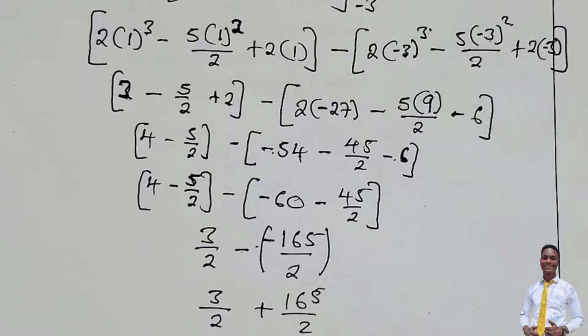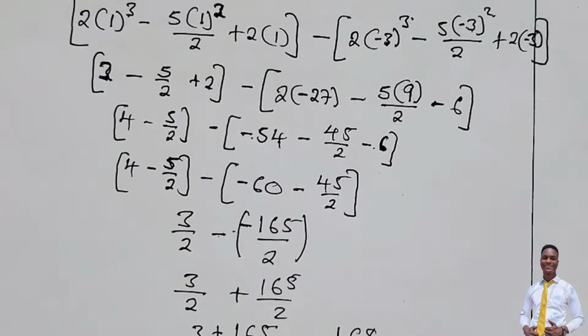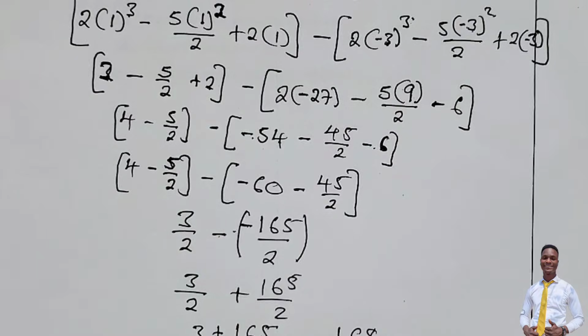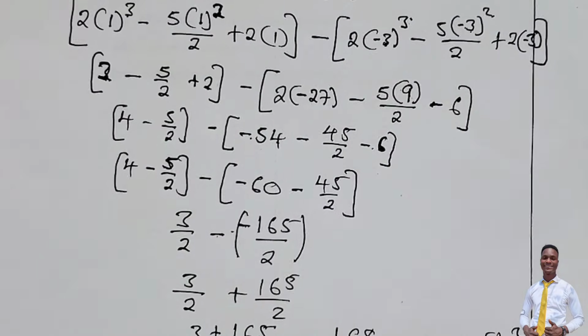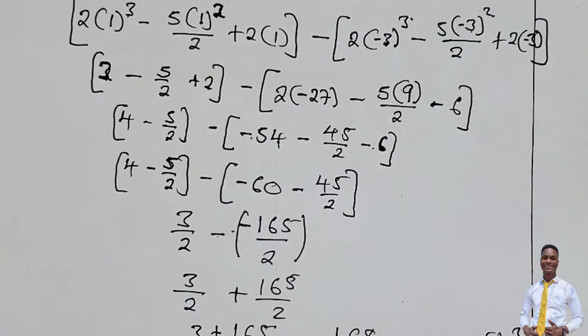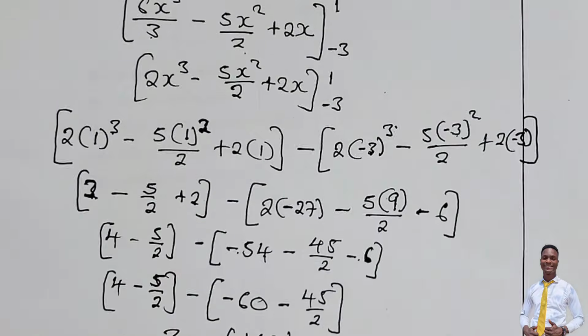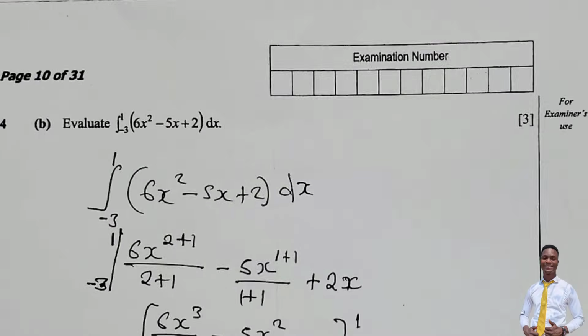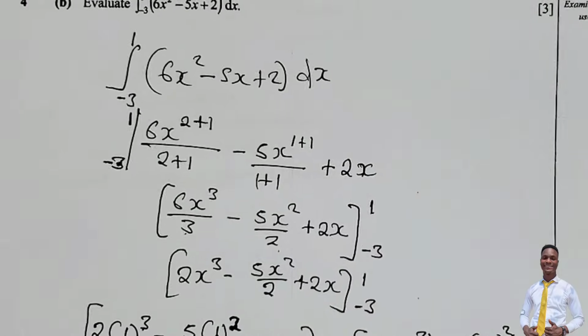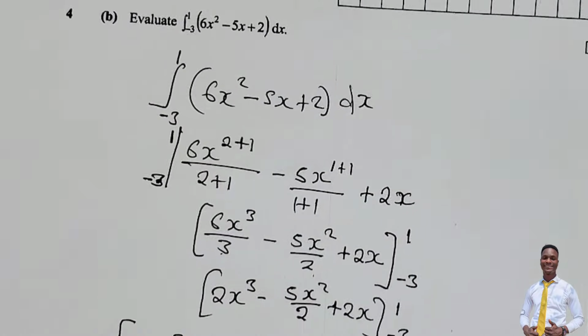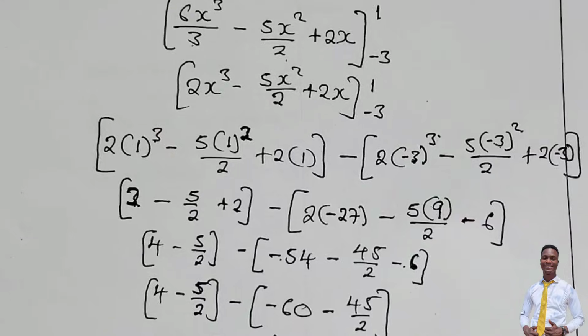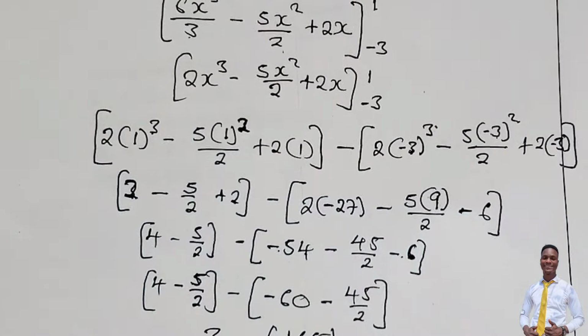Okay, 168 over 2. 2 into 16 is 8. 2 into 8, 4. Units squared, because this is the same as calculating area under the curve. Okay, so 84 units squared. That's the answer to this question 4b. Let's go to the next question.